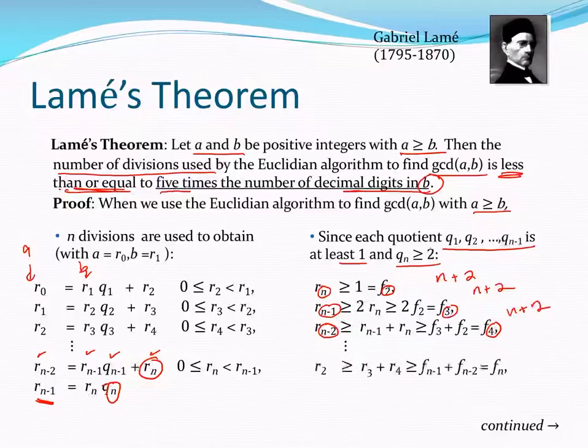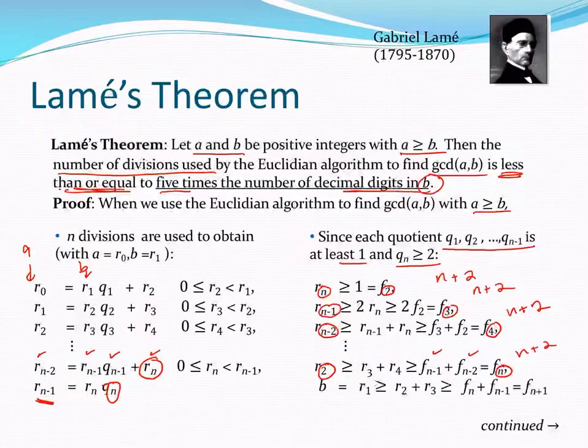So R2 is greater than or equal to R3 plus R4. R3 is greater than or equal to Fibonacci n minus 1. R4 is greater than or equal to Fibonacci n minus 2. And their sum is Fibonacci n. So R2 is greater than or equal to Fibonacci n. You can see that their indices add to n plus 2.